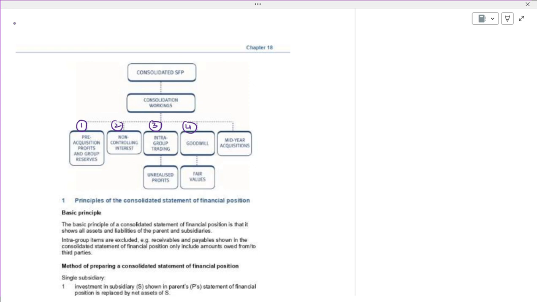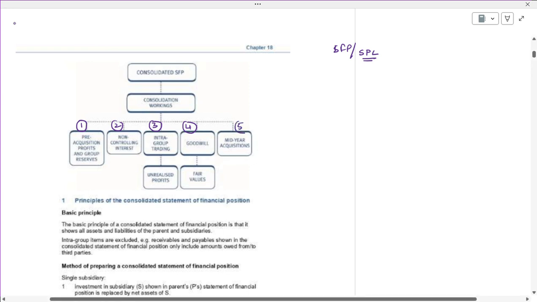In the examination, they will ask the statement of financial position or the statement of profit and loss. Understand? Only two things they will ask: statement of financial position or statement of profit and loss. Mid-year acquisition, if you have taken March 9/12, is it like that? When you are talking about intergroup, you will have an unrealized profit. Intergroup means you will have purchase and sales.